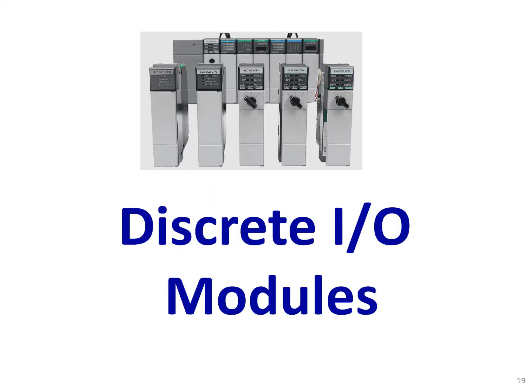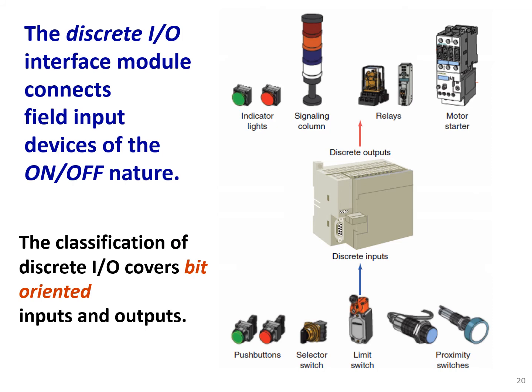Discrete I/O modules. When we say discrete, we mean digital I/O. The discrete I/O interface module connects field input devices of the on and off nature, 0, 1, digital. The classification of discrete I/O covers bit-oriented inputs and outputs. Okay, so here we have some sort of inputs and outputs.